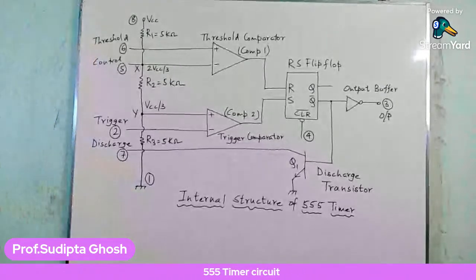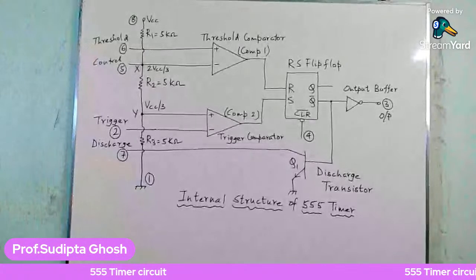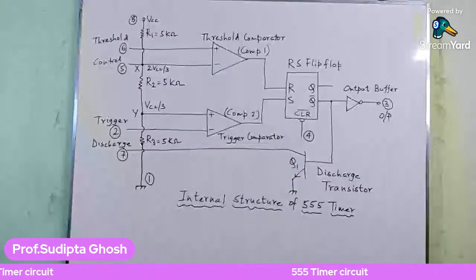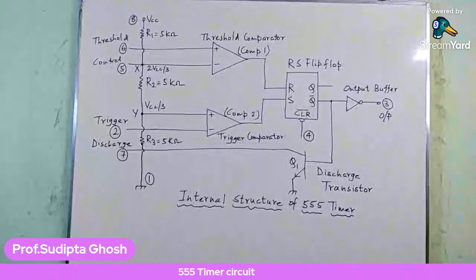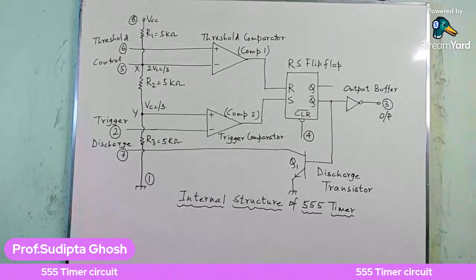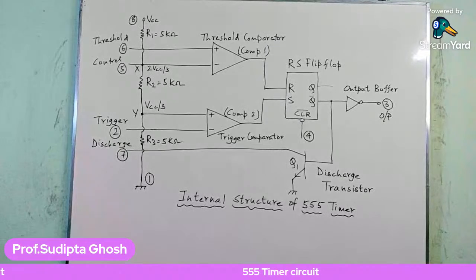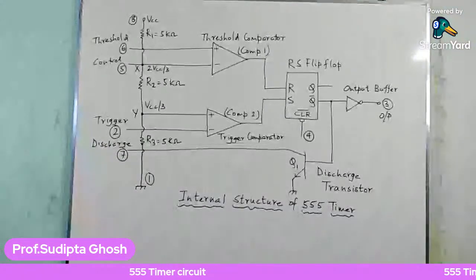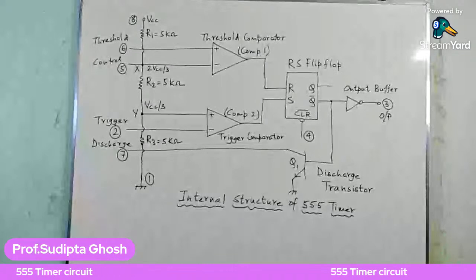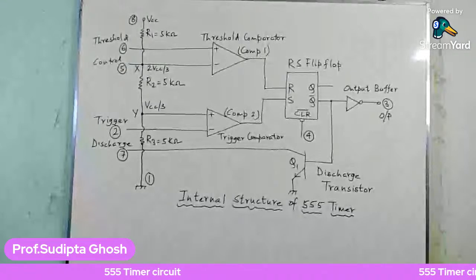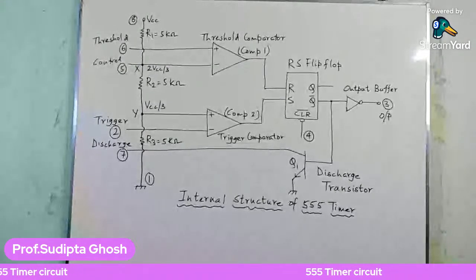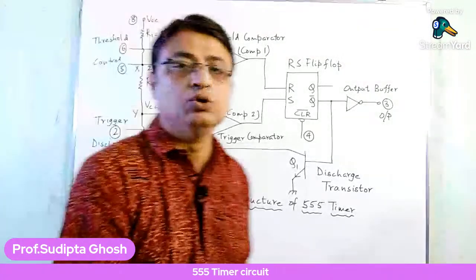So let's move further. Here, as you can see, the inverting input of the threshold comparator, that is the negative terminal of comparator 1, designated as point X in the figure, pin number 5, and the non-inverting input of the trigger comparator, that is point Y, are biased internally to two different values of potential.